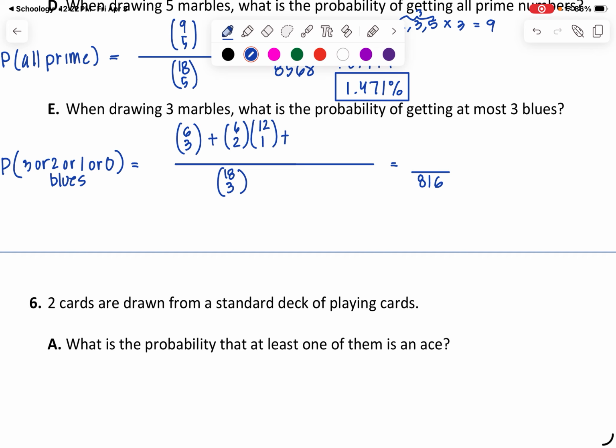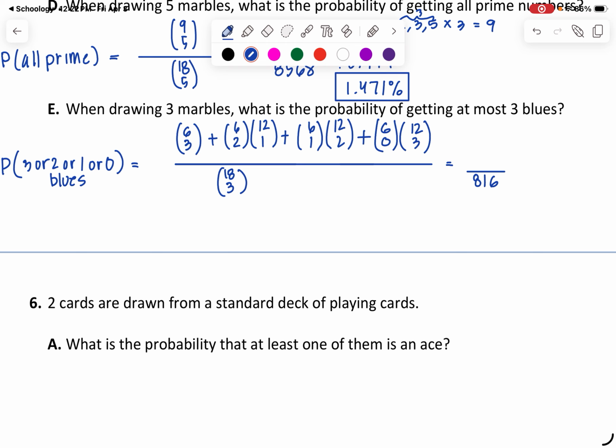All right, for 1 blue, obviously very similar to this, 6 choose 1. From the 12, you're getting 2 other colors. Move this over, still not long enough. Good. Or, how many ways can I get 0 blues? From the 6 blues, I'm not getting any, which I don't even need to put down because that's 1. And then from the 12 other colors, I'm getting 3. All right, put that in my calculator.